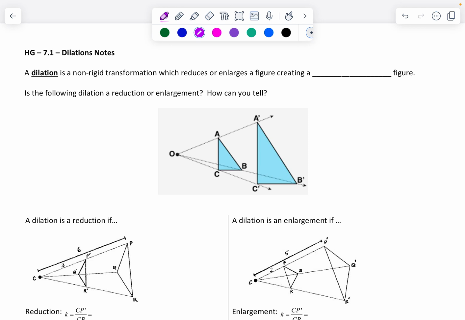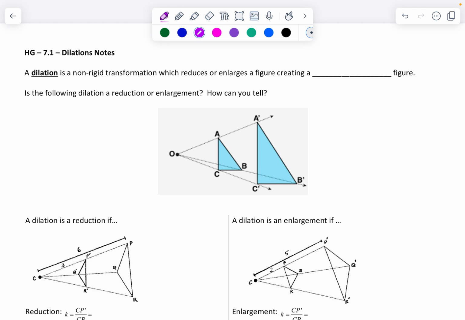So we are going to start a new unit today, and this unit is all going to be on similarity. Before, we spent a long time talking about congruence, like side angle side, where the triangles were exactly the same. Well, it's going to be a little bit different this unit. To get us started, we're going to talk about a transformation that we did not talk about before.